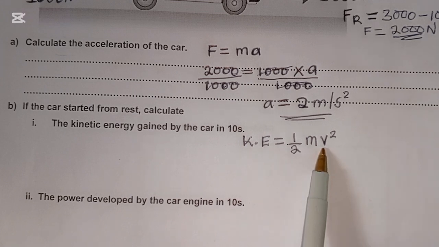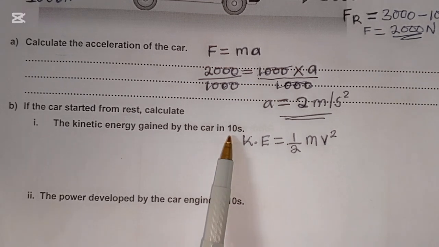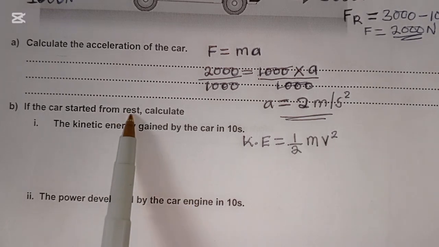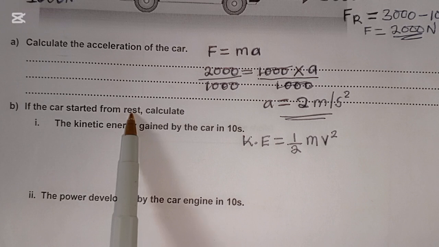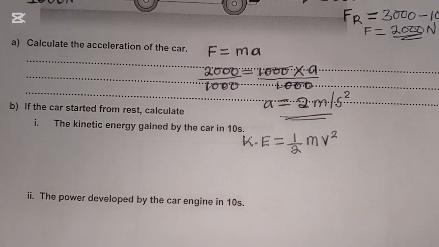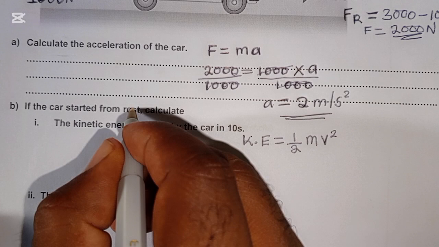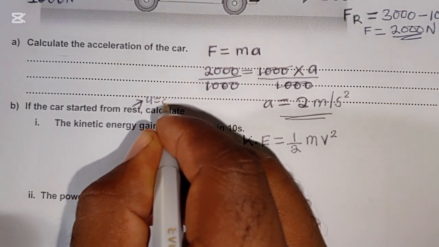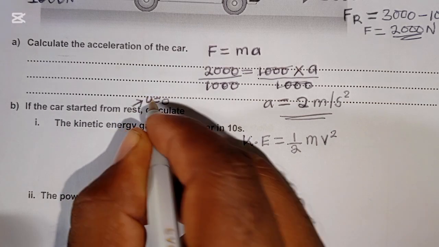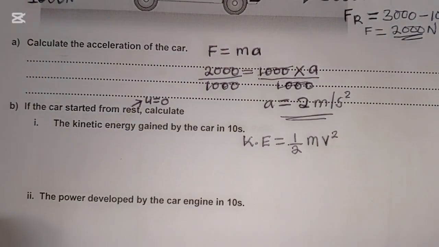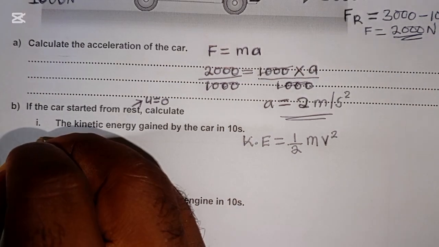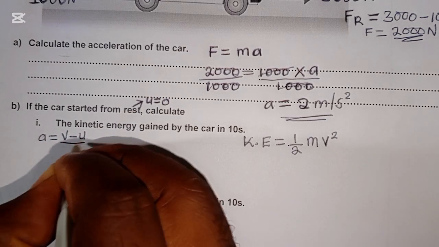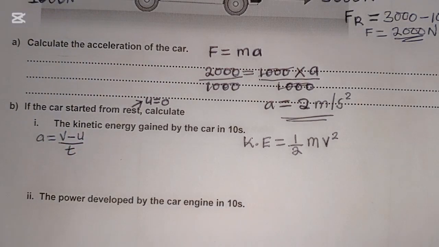So we are going to calculate velocity since time is given and I have acceleration. And they are telling me that the journey started from rest. So from rest, it means that initial velocity is equal to 0. That's what it means. So I'll say acceleration is equal to v minus u over time taken.